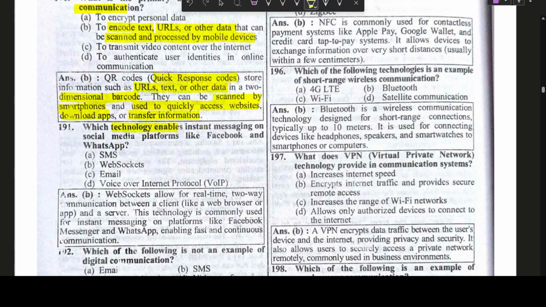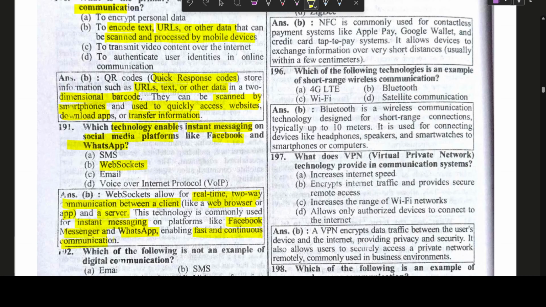Which technology enables instant messaging on social media platforms like Facebook and WhatsApp? So it's WebSockets. It allows real-time two-way communication between a client, like a web browser or app, and a server. This technology is commonly used for instant messaging on platforms like Facebook Messenger and WhatsApp, and enables fast, continuous communication.